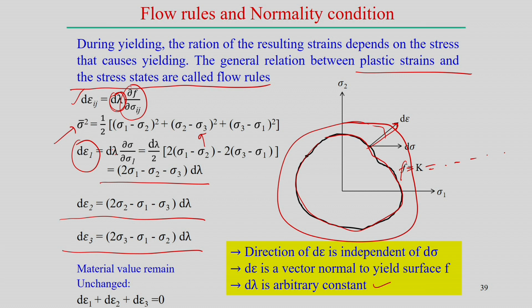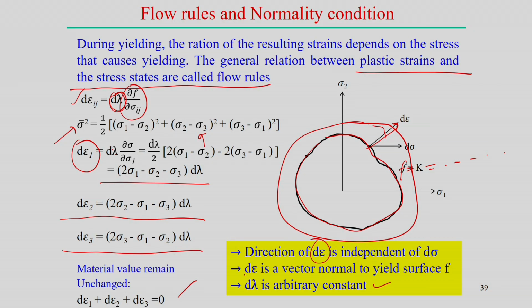Now, of course, in these cases the material volume remains unchanged. Therefore, the sum of d epsilon 1, d epsilon 2 and d epsilon 3 should be 0. That can be proved also, since there is no change in the material volume during the deformation process. Now, this rule says that the direction of the increment of the strain is independent of the d sigma. It is not necessary that both should be in the same direction.